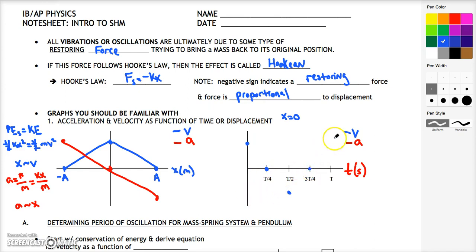And then you end up getting a nice sinusoidal graph. Okay, and this one, what graph this looks like, right, is our cosine graph.